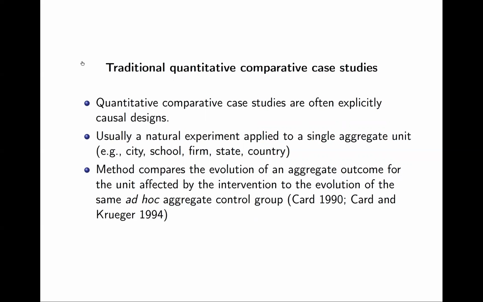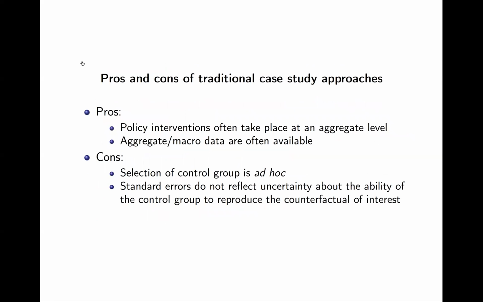It's just that why you chose those control groups is kind of vague. So the pros of the quantitative case study approach, the traditional one, is that we oftentimes have policy interventions that are taking place at an aggregate level. And we oftentimes have data at the aggregate level. So it's perfect, okay?